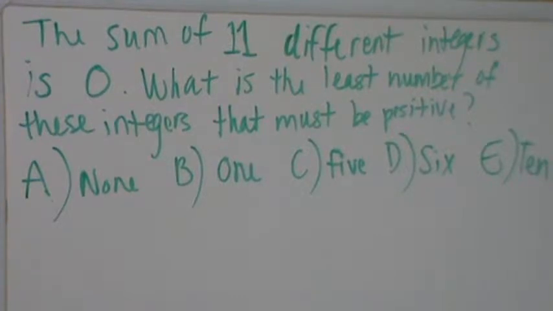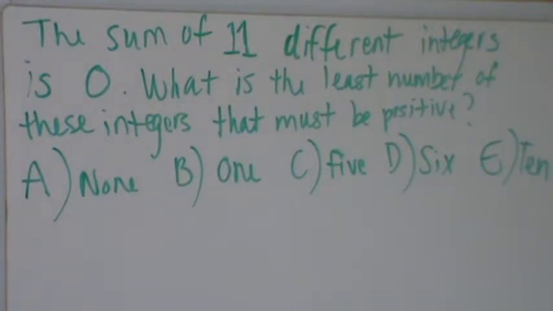Today's question doesn't involve any calculations, yay, but does require a little bit of thinking. So it says the sum of 11 different integers is 0. What is the least number of these integers that must be positive? So it asks us to find, at least how many integers does it require, the least number of integers required that are positive to make the sum of 11 different integers 0.